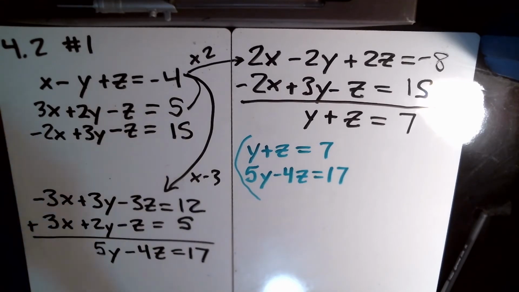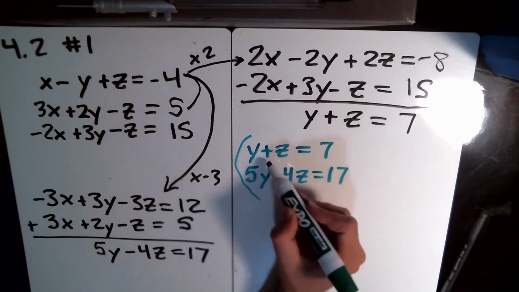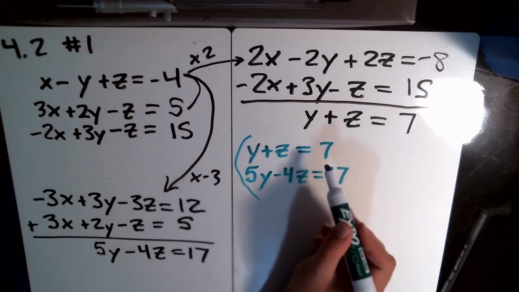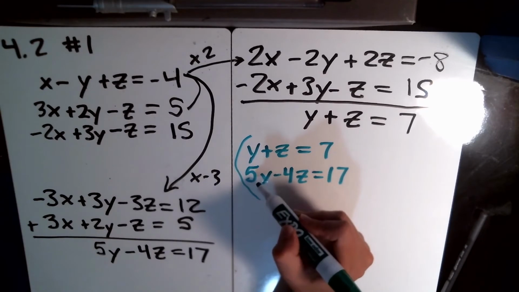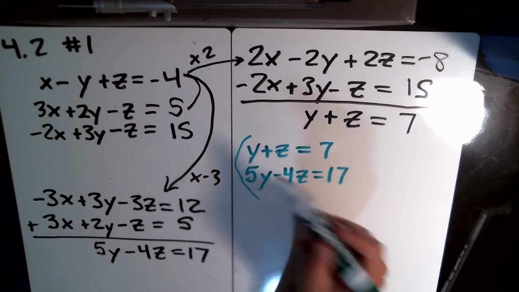So what I'm going to do is do elimination again to solve this system. I'm going to take this top equation to get rid of y. I'm going to times by -5.